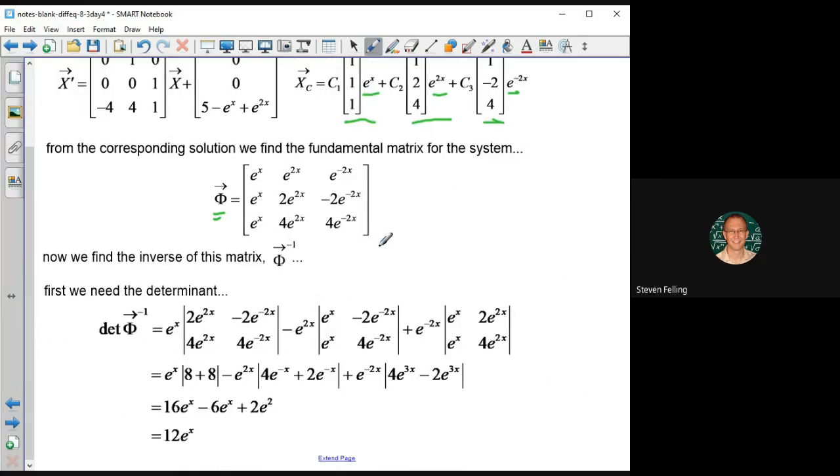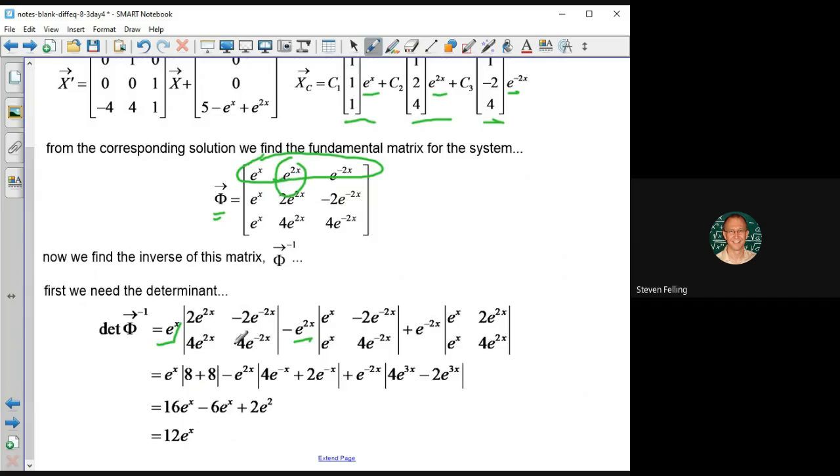I could pick whichever rows I want to do. I'll pick the top row here and take this first one times the determinant of what's left when you cross those out, minus this element times the determinant of what's left when you cross out the row and column, plus e to the negative 2x times the determinant when you cross off that row and column. And then carefully finding these.